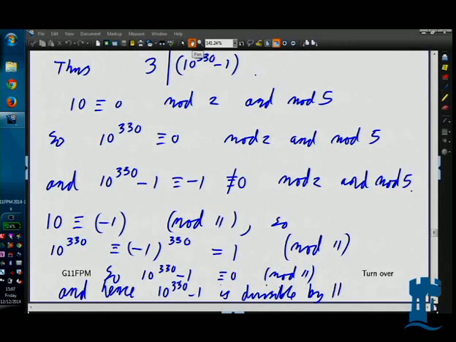Any questions about any of these versions of showing that the highest common factor is 33? Right. Okay, let's move on to question 8.